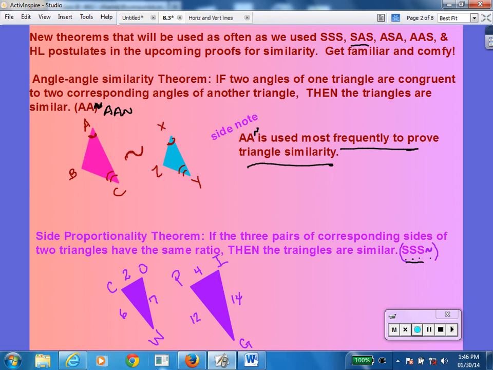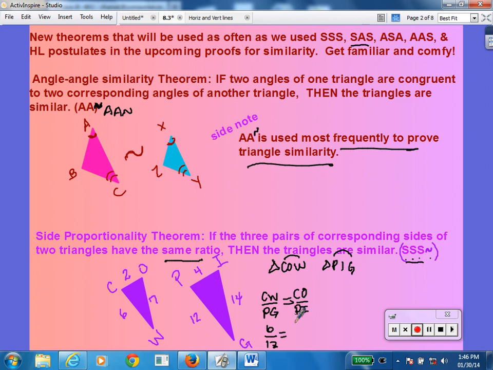All right. So here I have triangle COW and triangle PIG. Okay. Now, if I can prove that the three pairs of corresponding sides, so CW corresponds to PG. Okay. So CW corresponds to PG. And that's 6 to 12. If that is equal to, they have to have the same ratio, so that should be equal. And let's do CO to PI.